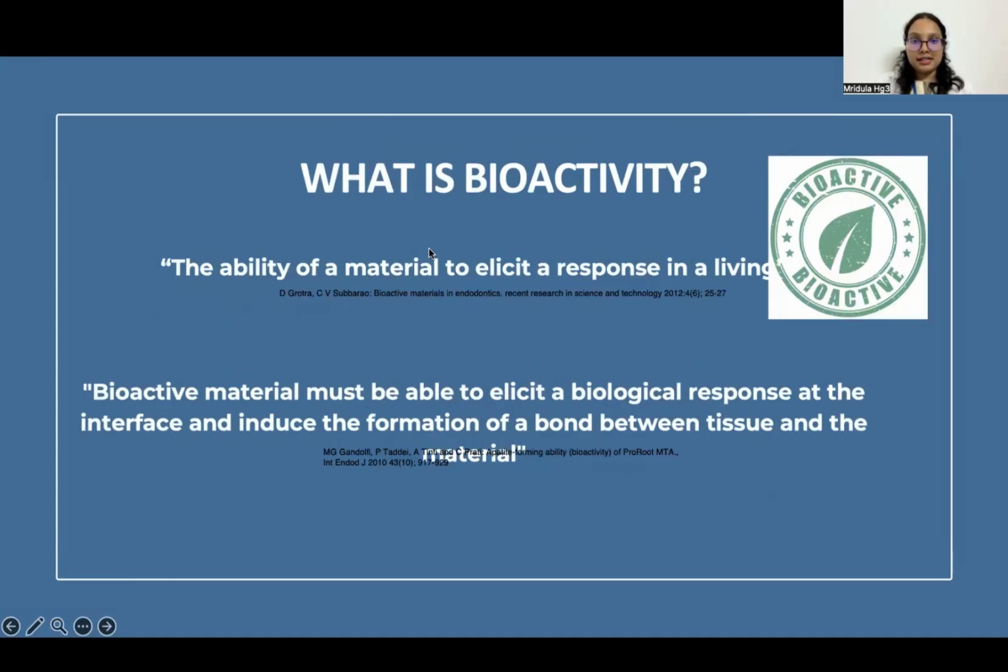What is bioactivity as such? Bioactivity is defined by different authors, and there are a lot of definitions. It is the ability of a material to elicit a response in living tissue. The other definition goes: a bioactive material must be able to elicit a biological response at the interface and induce the formation of a bond between the tissue and the material.